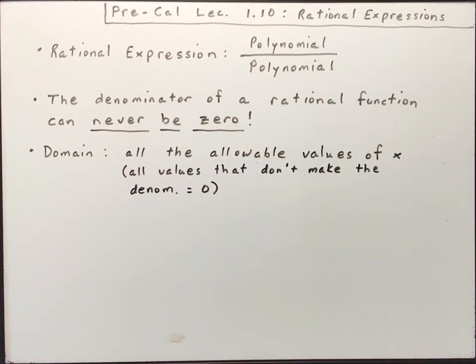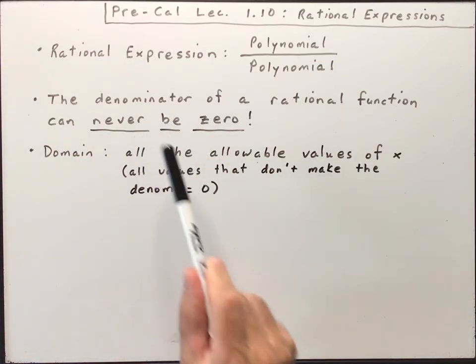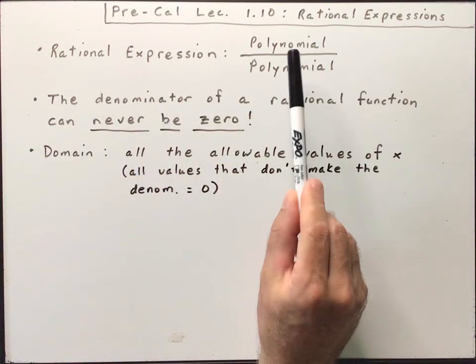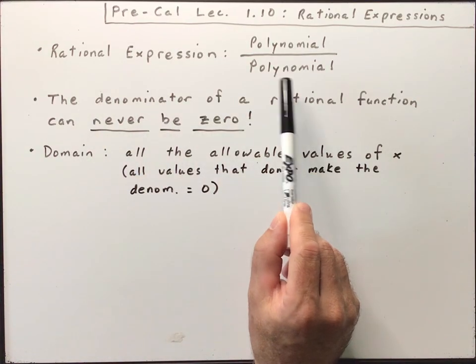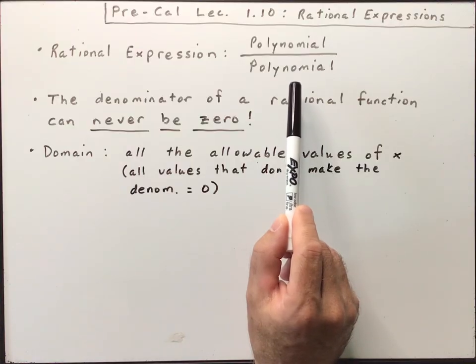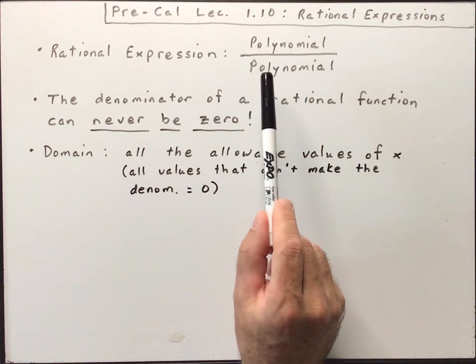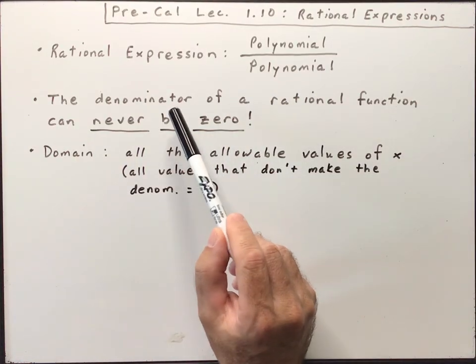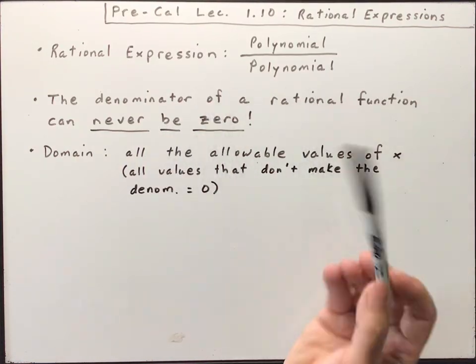Hello, welcome to Pre-Cal Lecture 1.10, where we're going to talk about rational expressions. And a rational expression, and if you want to pause the video to copy all this down, that's fine, but a rational expression is just a polynomial over a polynomial. So in the last section we talked about polynomials. So really think of it, a rational expression is really just a fraction with x's in it, or some variable.